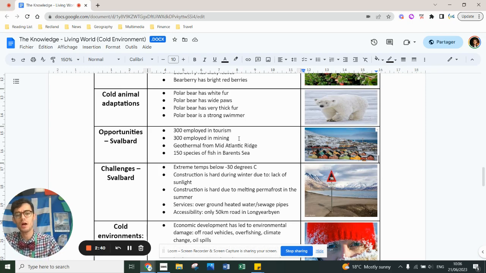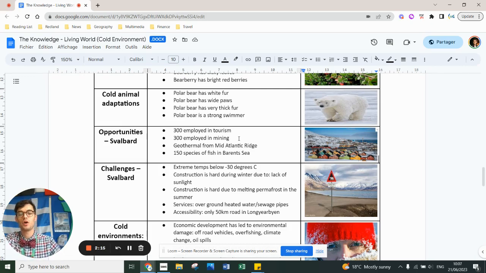Temperatures do drop to minus 30 degrees Celsius. That makes construction really hard in the winter months due to lack of sunlight. It's also extremely cold, so any kind of manual work can be extremely challenging. Permafrost is also a massive threat because all the houses have been built on land that never thaws or never melts, but with climate change that land is thawing. It's causing infrastructure to break.